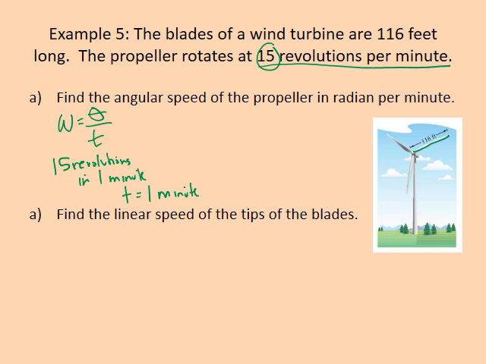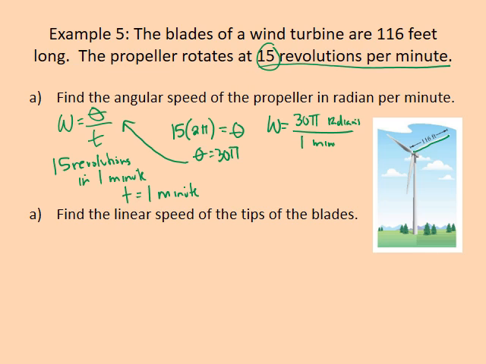Our angle is 15 revolutions, so we know that each revolution is 2 pi, so we take our 15 revolutions and multiply it by 2 pi. So our angle in radians is 30 pi. So if we want to find our angular speed, we take our angle in radians, which is 30 pi, and we divide it by 1 minute. So 30 pi radians divided by 1 minute is 94.25 radians per minute.